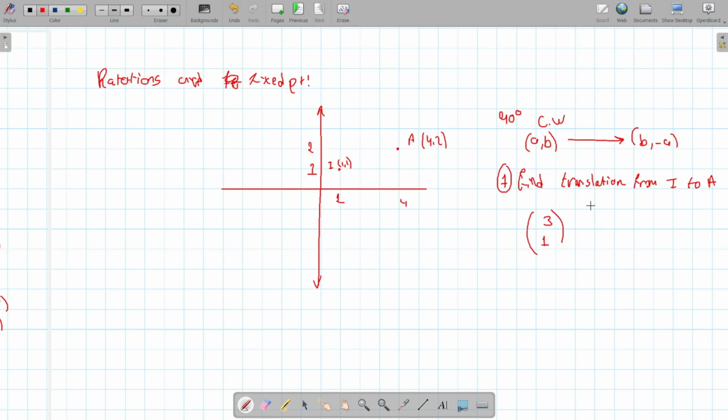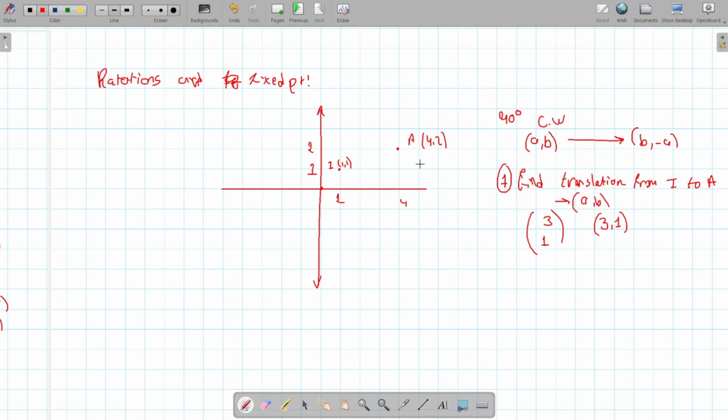So this is my A comma B now. The A comma B is with respect to I. If you said 4, 2 is your A comma B, then you'd be wrong, because that would be solving for the origin. We're not solving around the origin, so you actually have to find your vector or your translation, your A comma B.